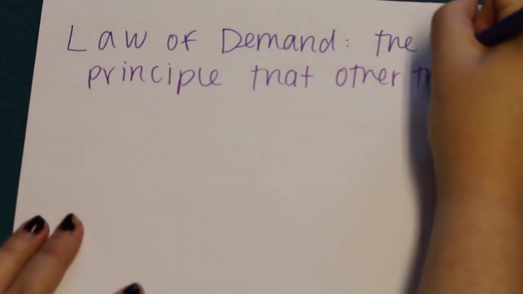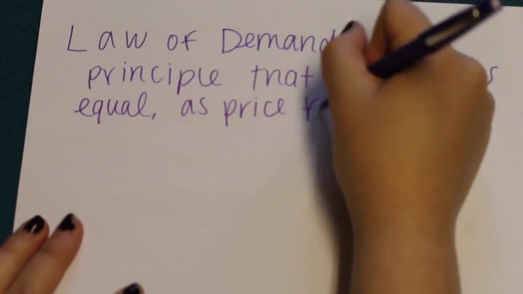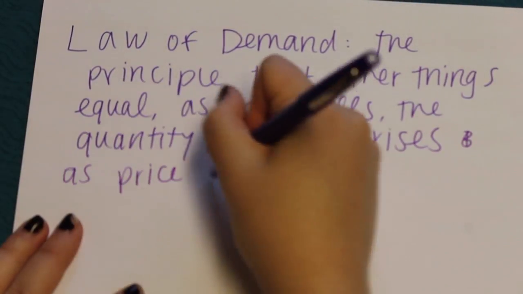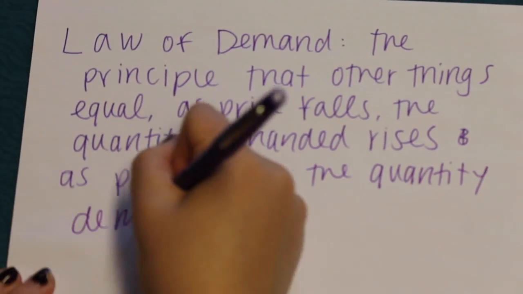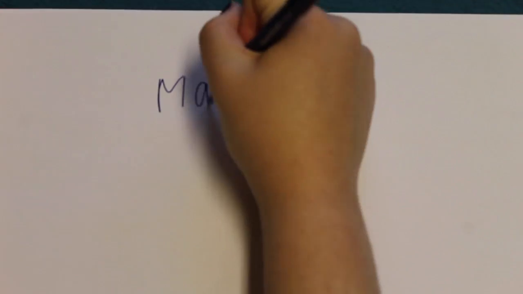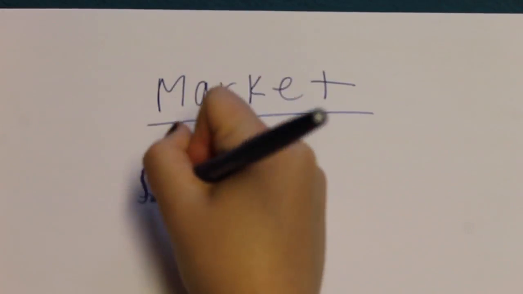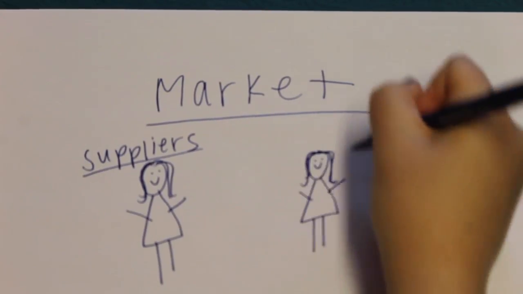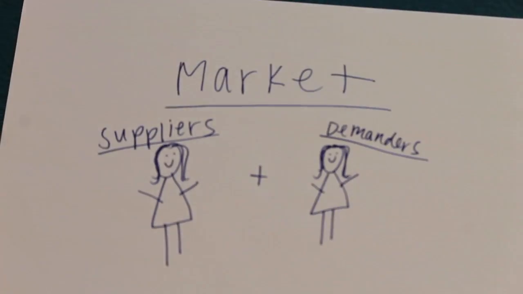Law of demand: the principle that, other things equal, as price falls, the quantity demanded rises, and as price rises, the quantity demanded falls. Markets have suppliers and demanders.